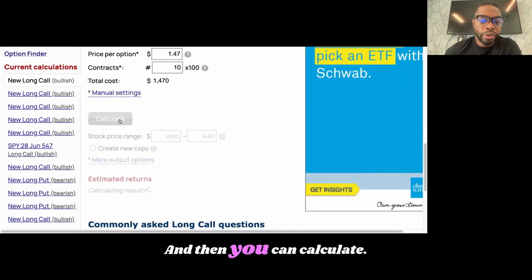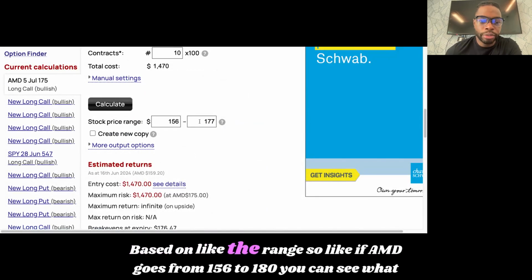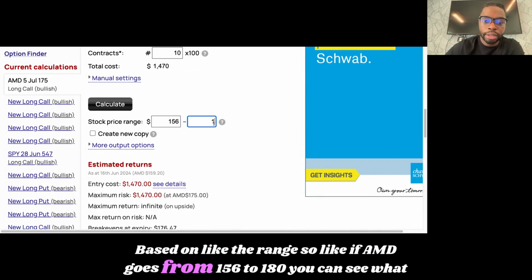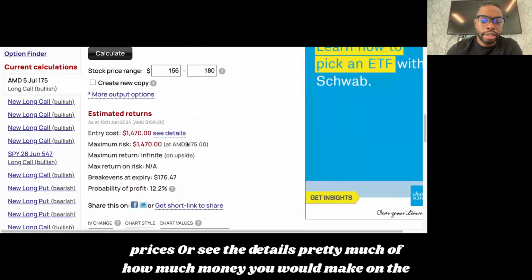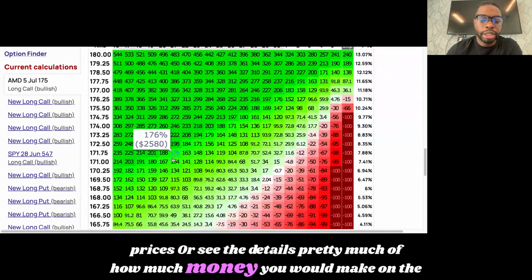And then you can calculate based on the range. So if AMD goes from 156 to 180, you can see the details of how much money you would make on the option.